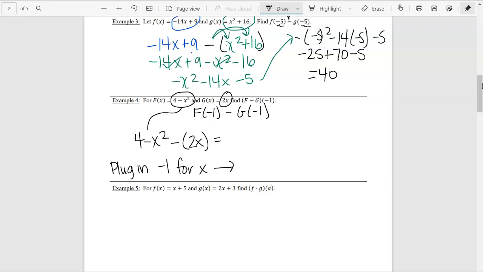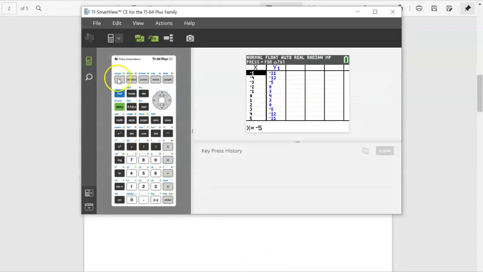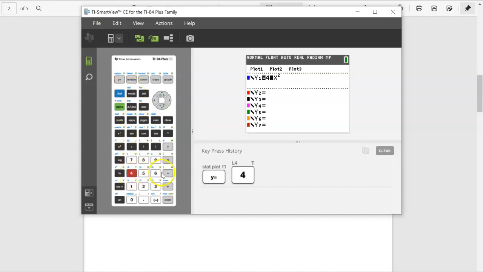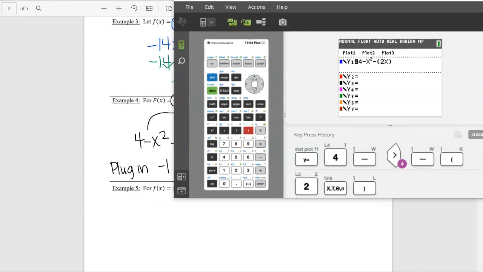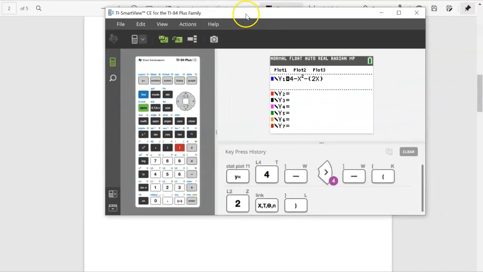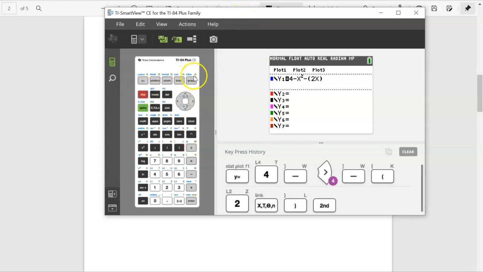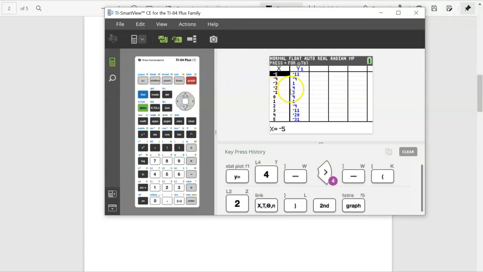So I'm going to go to the graphing calculator real quick, and I'm going to type this in just like it is with the parentheses and everything. So 4 minus x squared minus parentheses 2x. So go to y equals, we've got 4 minus x squared, and then it's minus, and we have parentheses 2x, and then close those parentheses. Now remember that what we were looking for is what happens when we plug in a negative 1. And so I can get that if I hit second graph and I look for negative 1, the answer should be 5.